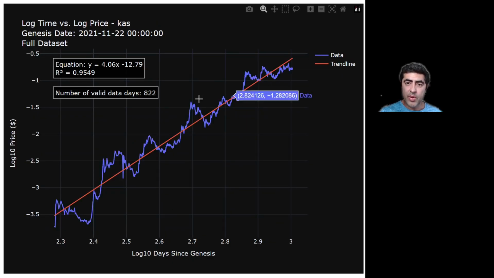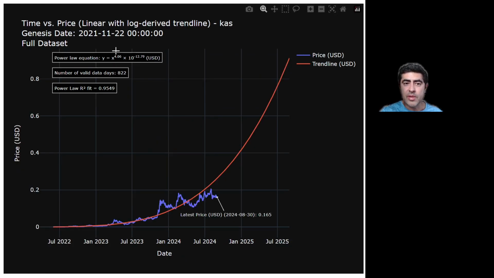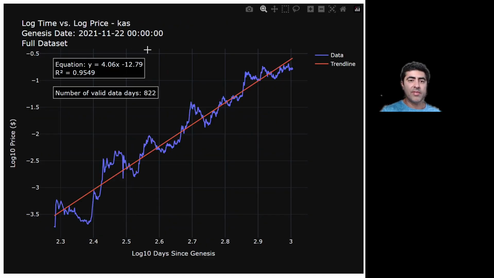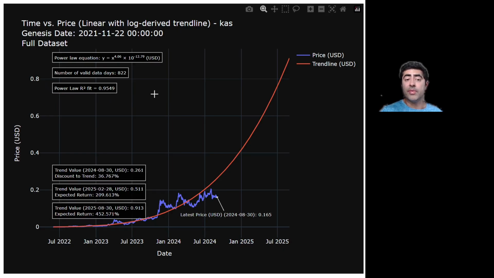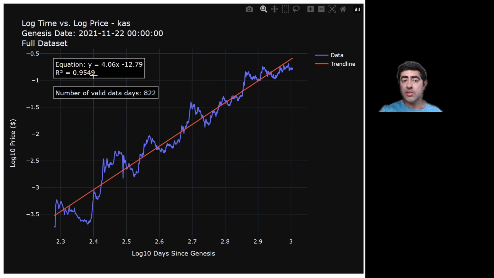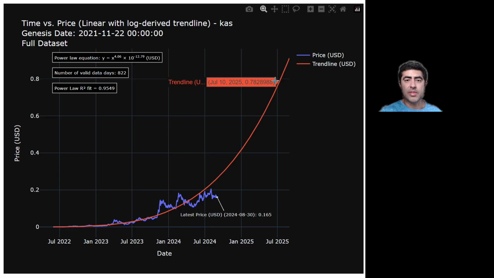Now we have the same equations, the same parameters of these equations, the 4.06, but now it's showing up as this power, x raised to 4.06. We still have the minus 12.79, and it's showing up as 10 raised to the power minus 12.79. And again, we have the same number of valid days, and the power law R squared fit derived from this linear estimation on this graph over here is showing up here as 0.9549.